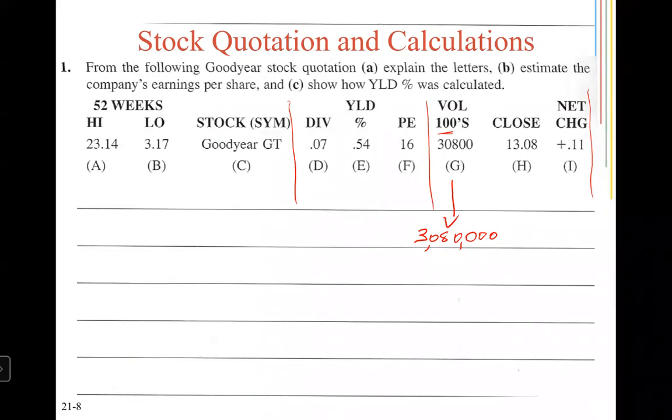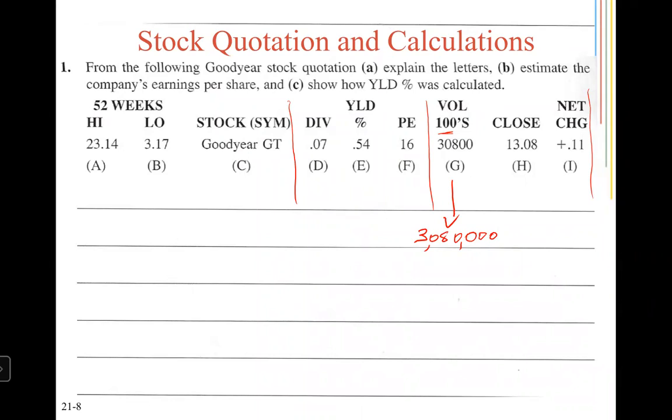And then the last column is your net change. What does that mean? That means that the stock increased. It increased by how much? 11 cents. Okay. So yesterday it was how much? How are we going to find that out? 13.08 subtracted by the 11 cents. Yesterday it was $12.97. Right. Thank you. Very good.